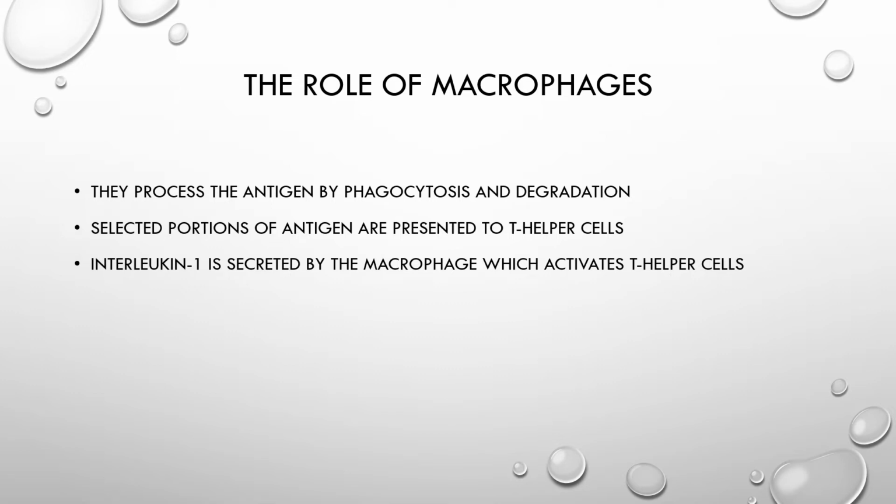cooperatively to make antibody. Interleukin-1, which is also known as lymphocyte activating factor, is secreted by the macrophage, which activates T helper cells that were previously resting. The macrophage makes a monokine known as interleukin-1, and that is secreted by the macrophage.